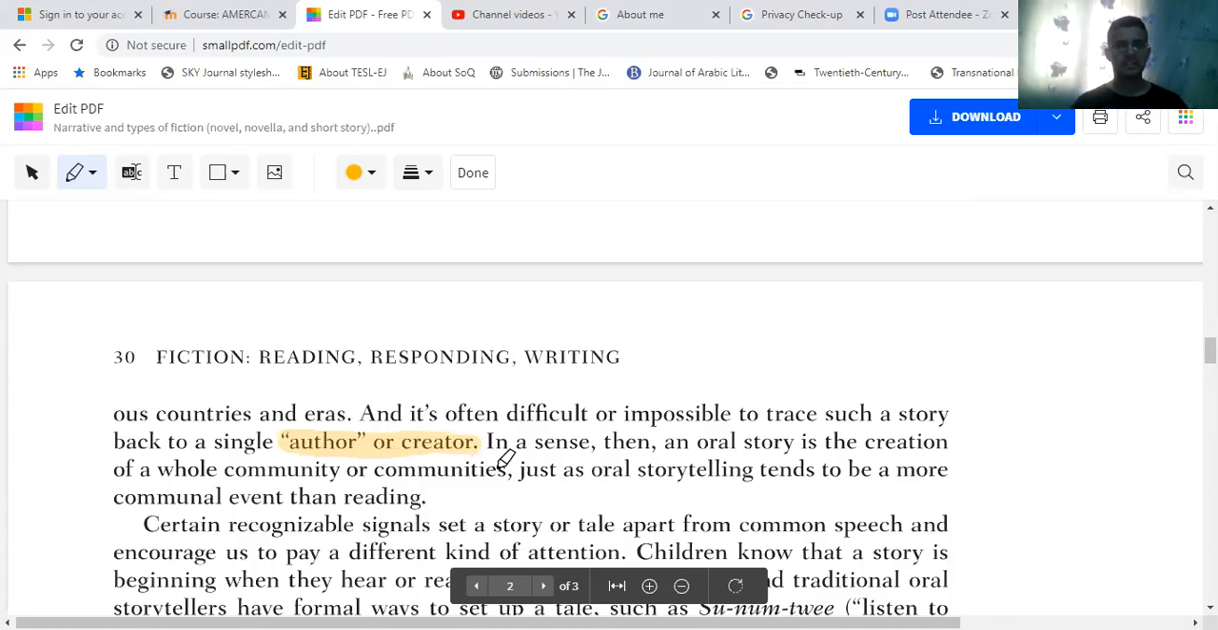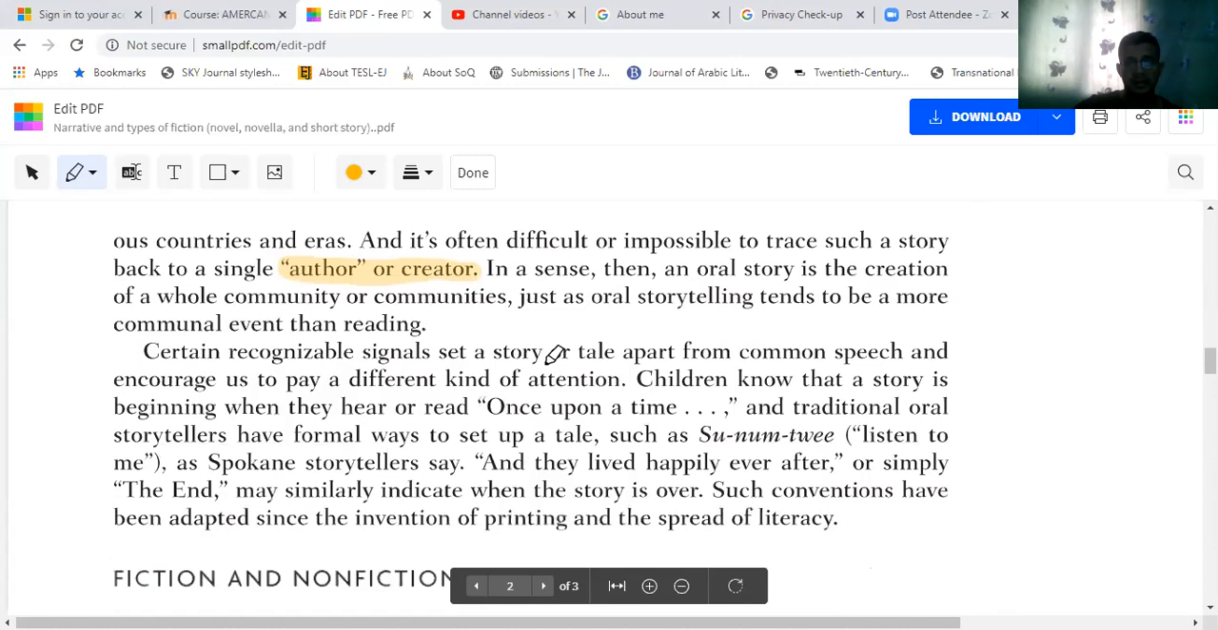And most importantly, these stories are modified, okay? And you cannot locate the originator or the author or the creator of these stories. That's why, because they are oral stories, they are passed down from one generation to the next. And in a sense, then, an oral story is the creation of a whole community, just as oral storytelling tends to be more communal than reading.